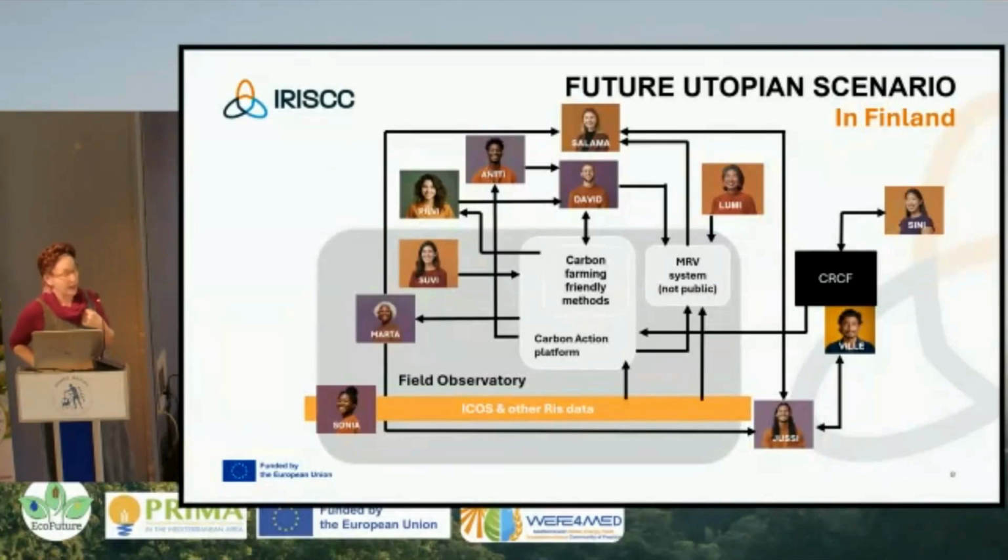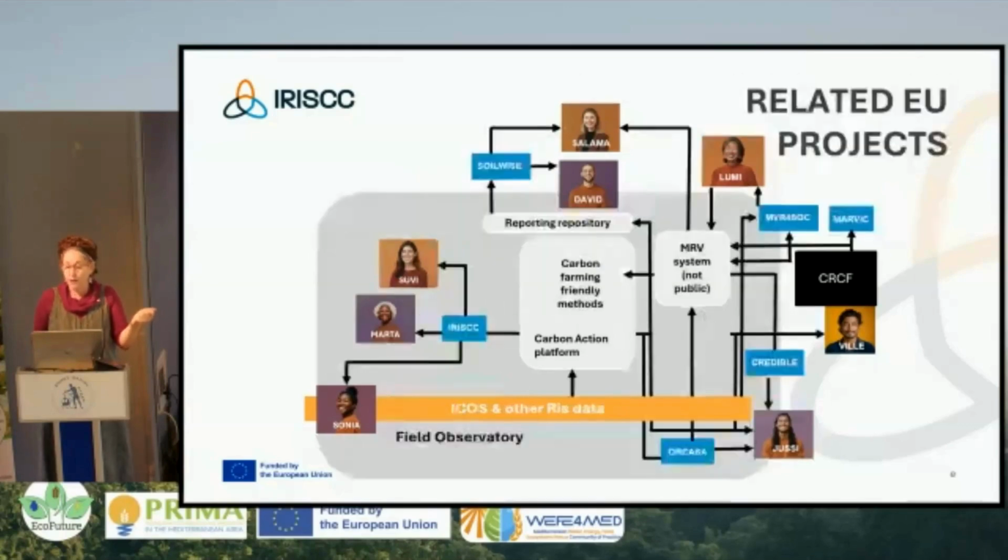You could see that, for example, Marta was the PI of a station, and Antti was the farmer, and Antti was in the farmer union giving advice to David, that was the farmer, and Salama was in the public agency, and how they relate and how we thought the ideal or utopian scenario could work. This we have been testing and using as a tangible object for conversations with different stakeholders.